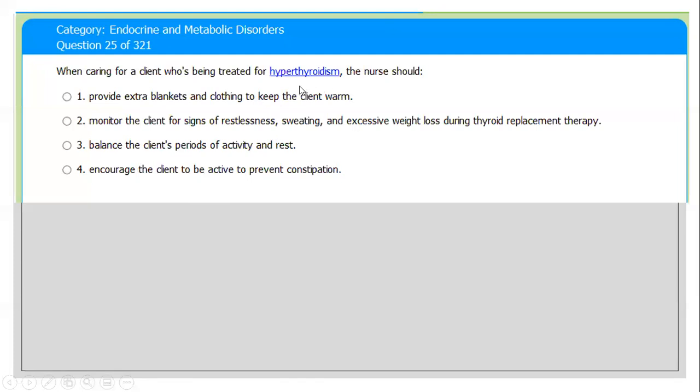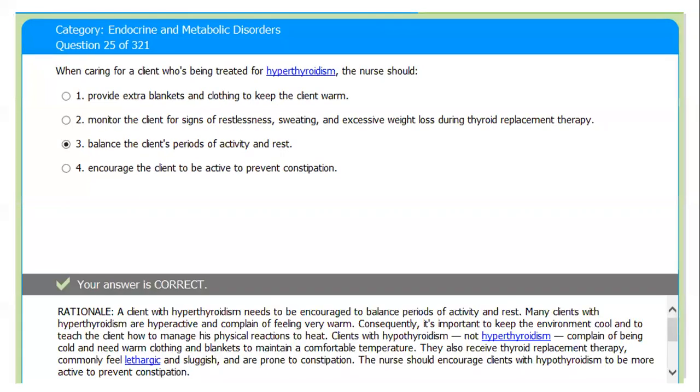So hyperthyroidism, weight loss, because metabolism is fast. Patients eat more because of increased appetite, but they lose weight, right? Also diarrhea, insomnia, mood swings, palpitations, tachycardia, all are signs of hyperthyroidism. So the nurse should, they said, number three, balance the client's periods of activity and rest.